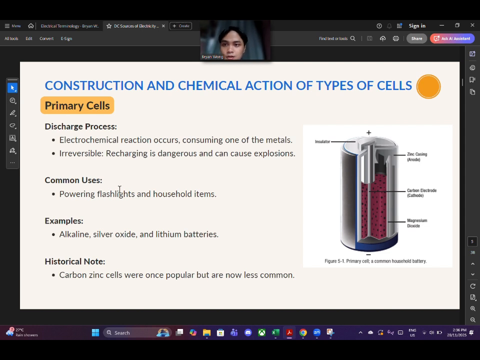Common uses of primary cells are powering flashlights and household items. Examples of primary cells are alkaline, silver oxide, and lithium batteries. A historical note here explains that carbon zinc cells were once popular, but now they are less common. Before, carbon zinc cells were used in primary cell construction, but nowadays they are less common already.